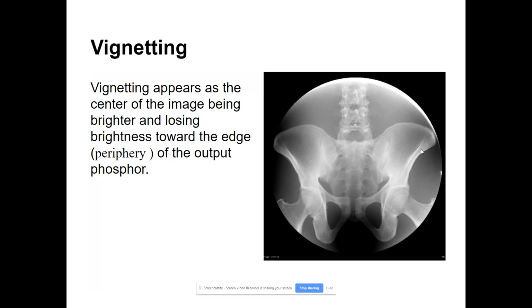Last one, my favorite one, is called vignetting. And its appearance is that of losing some of the brightness level, or losing basically parts of your image at the periphery, so where my arrow is kind of moving around over here, at the output phosphor. And again, a part of this has to do with starting with a round diameter input phosphor and trying to capture all of that image onto a square output phosphor.